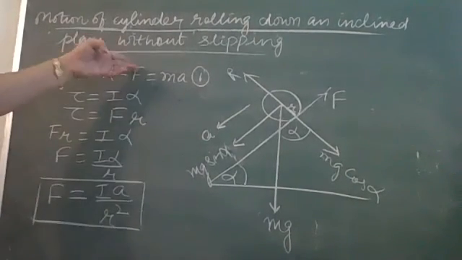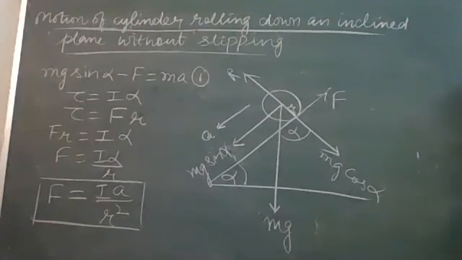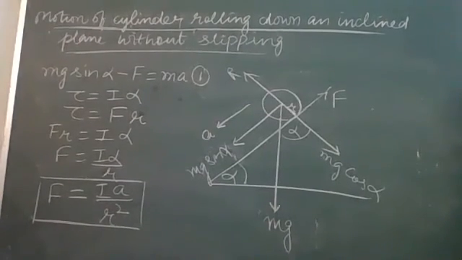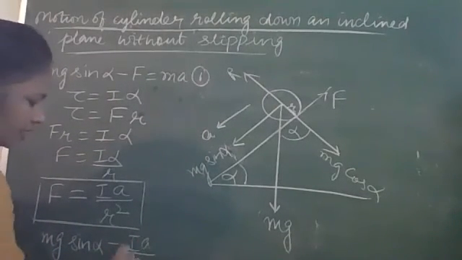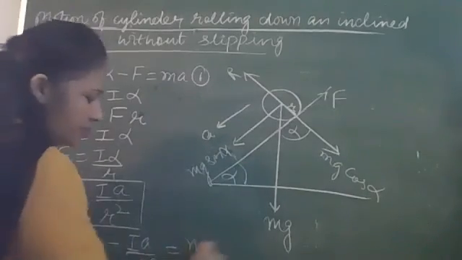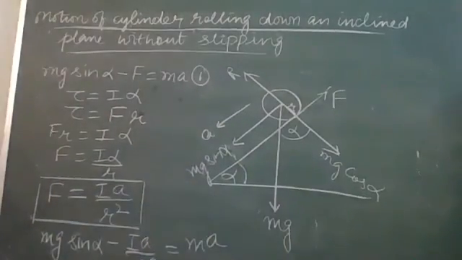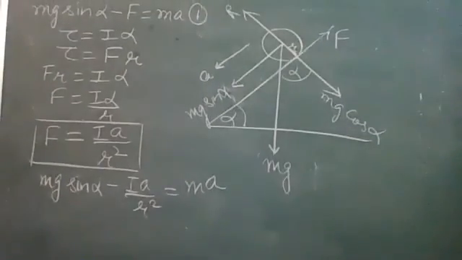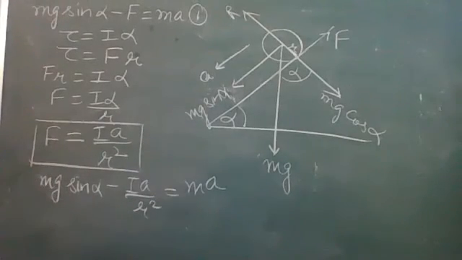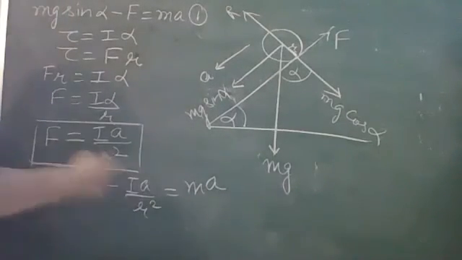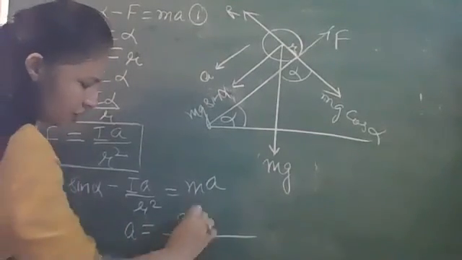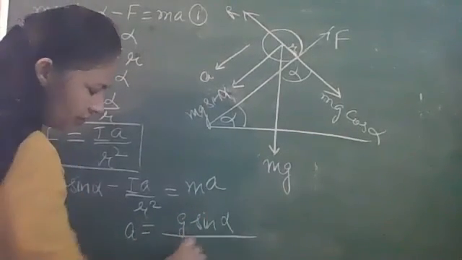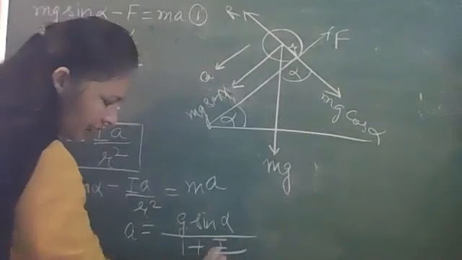Put this value of F in equation number 1. We get mg sin alpha minus Ia over R square is Ma. Again you have to take out acceleration. We are to find first the acceleration with which the cylinder is rolling down the plane. So after solving this, you will get this formula: a is g sin alpha over 1 plus I over mr square.